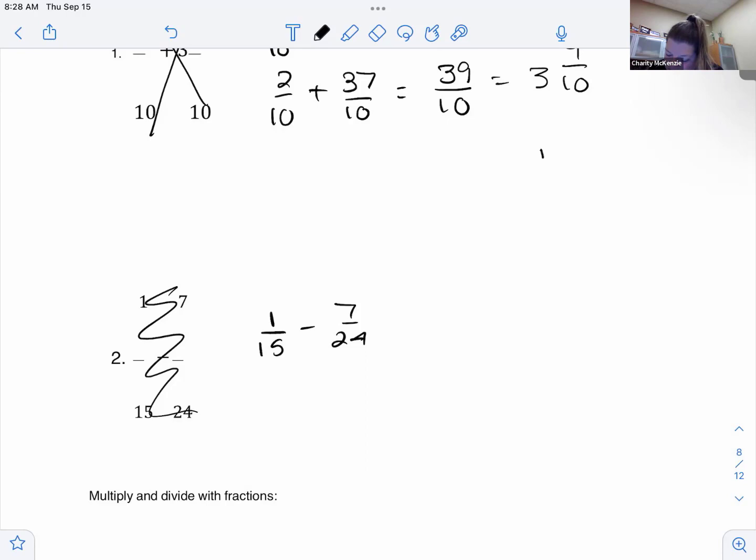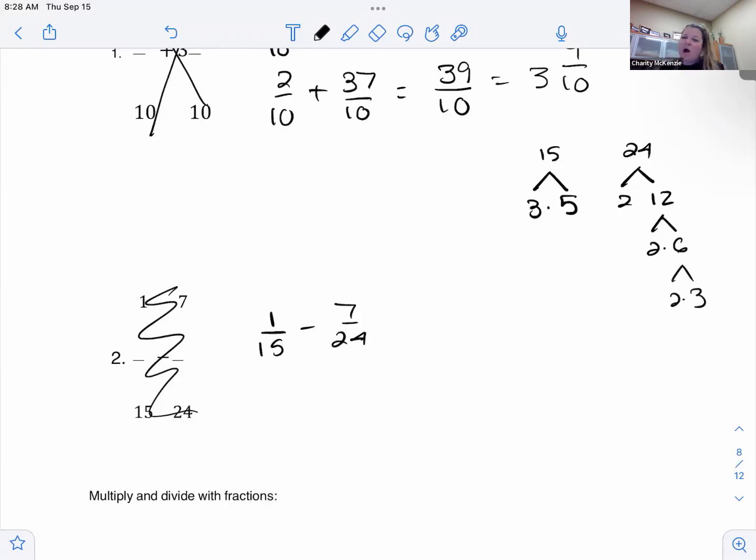So I'm going to go up here and just make a tree. So we have 15, so that's 3 times 5. And we have 24, and that one's a hard one. 2 times 12. You could have 4 times 6. There's lots of ways you could have started. And then 2 times 6, and then 2 times 3.